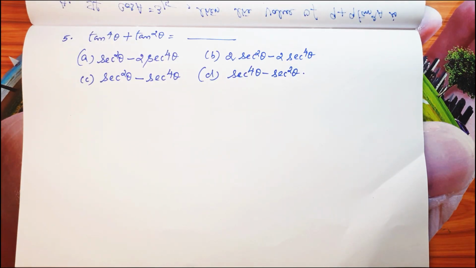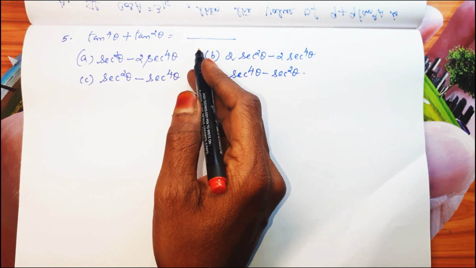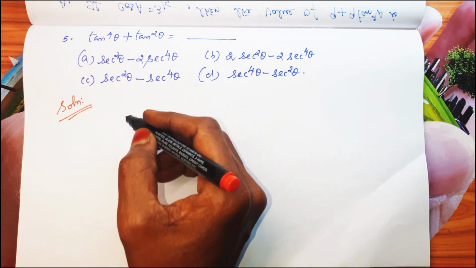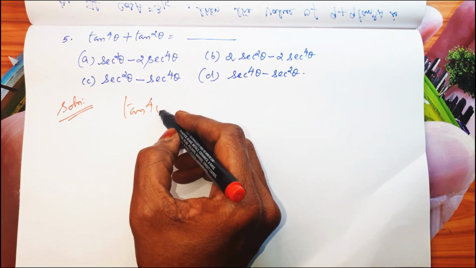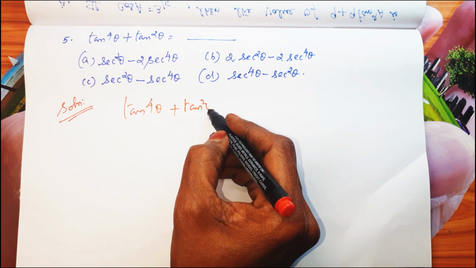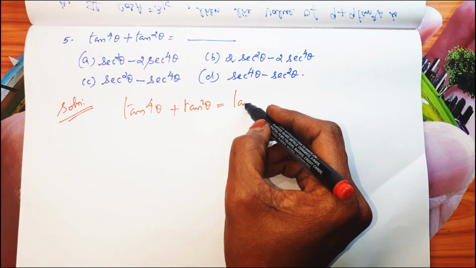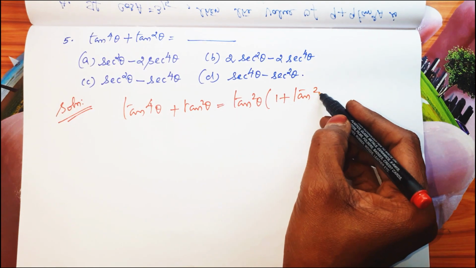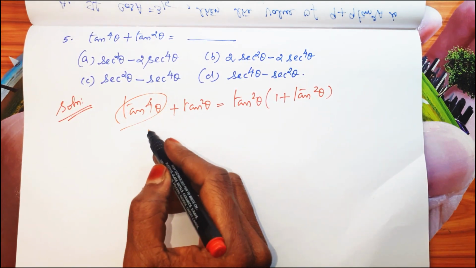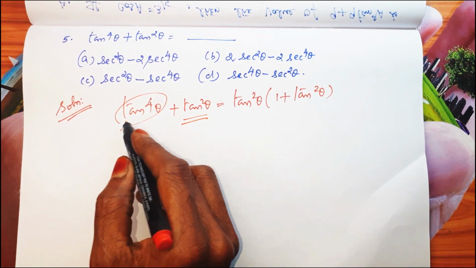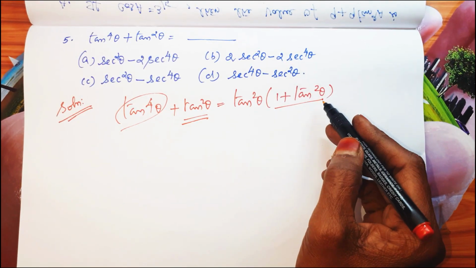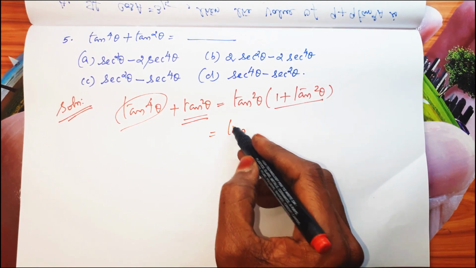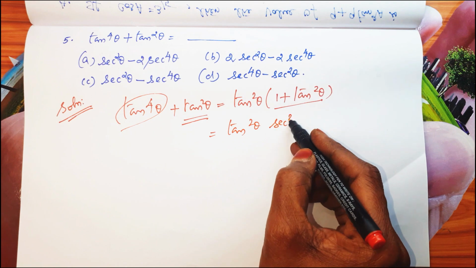The next problem is tan power 4 theta plus tan square theta is equal to what? We have 4 options. Okay. So given is tan power 4 theta plus tan square theta. Both are having tan square common. So tan square theta into 1 plus tan square theta. Actually here tan square theta is balanced and here 1 is balanced. I have rewritten that term as 1 plus tan square. What is 1 plus tan square? It is secant square theta.